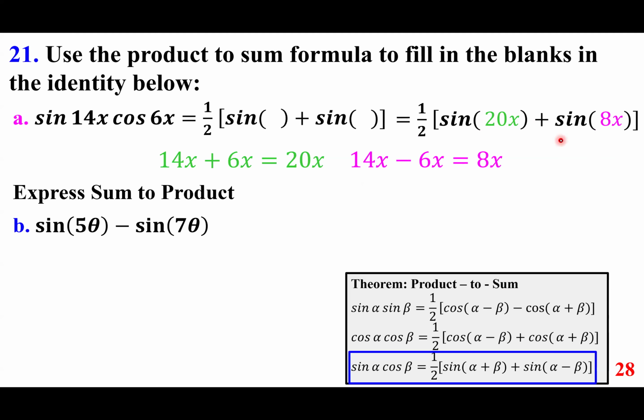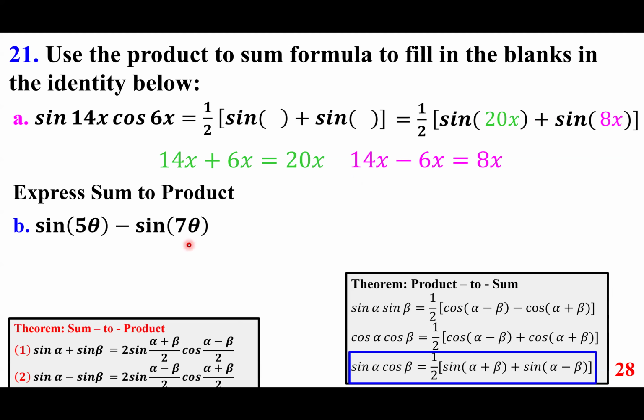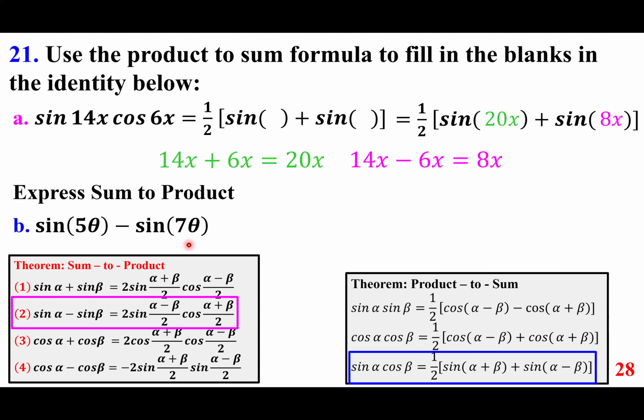Express as a product the sum: sine of 5 theta minus sine of 7 theta. And we're going to use this one. Sine of alpha minus sine of beta is 2 sine of alpha minus beta over 2 cosine of alpha plus beta divided by 2. So this will be 2 sine of 5 theta minus 7 theta over 2 cosine of 5 theta plus 7 theta over 2.